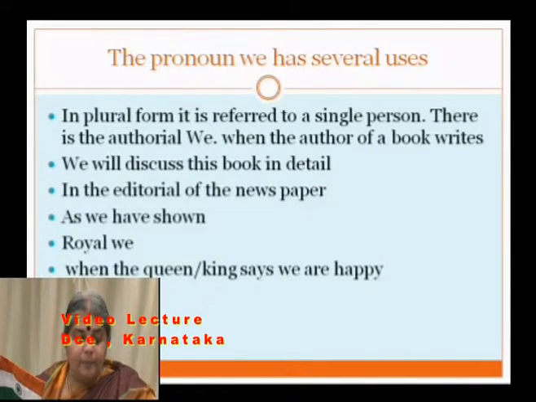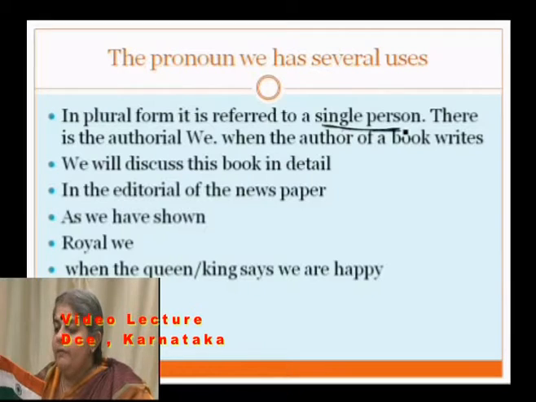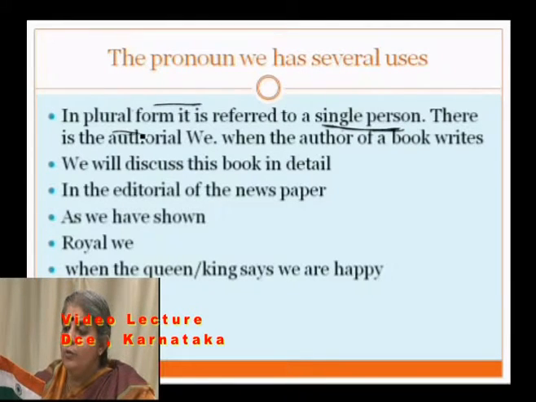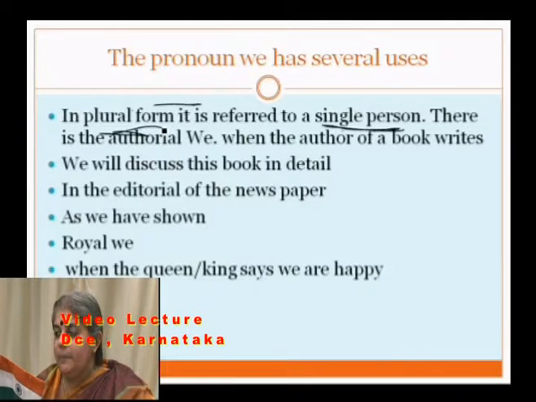The pronoun we also has several uses. In the plural form, it is referred to as a single person. When we use the pronoun, in which form? In the plural form. It is here used as a single person. Now, what is the reference? When we talk of authorial we, when the author of a book talks about his book, he generally says, we will discuss this book in detail. Even in my lecture, I shall say, we will understand. That means what? It is referred to as a single person.